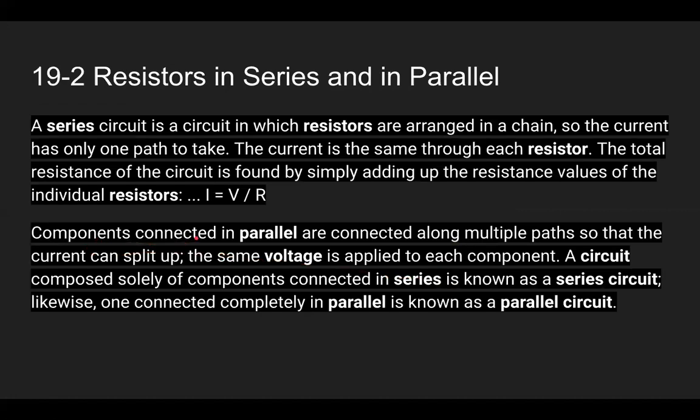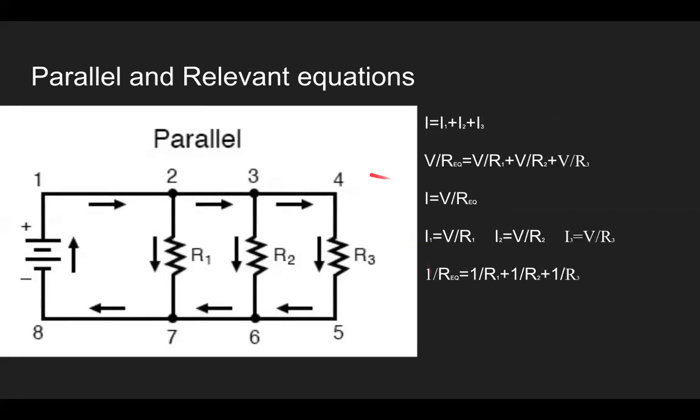Components connected in parallel are connected along multiple paths so that the current can split up. The same voltage is applied to each component. A circuit composed solely of components connected in series is known as a series circuit. Likewise, one connected completely in parallel is known as a parallel circuit. Okay, this is a beautiful example of a parallel circuit. You can see the multiple paths of flow that the current can take.